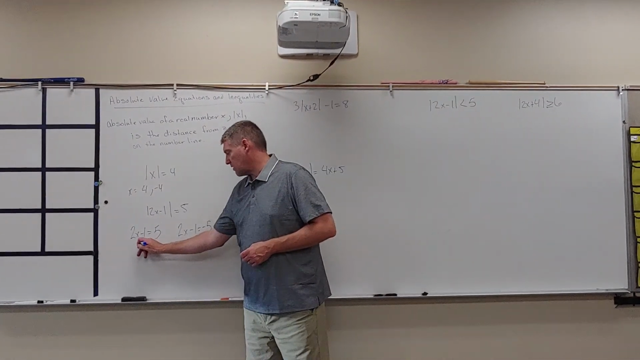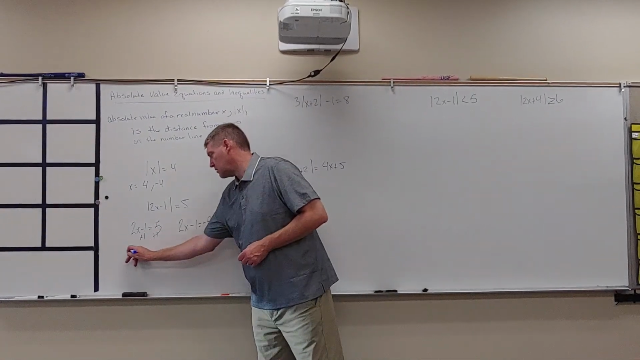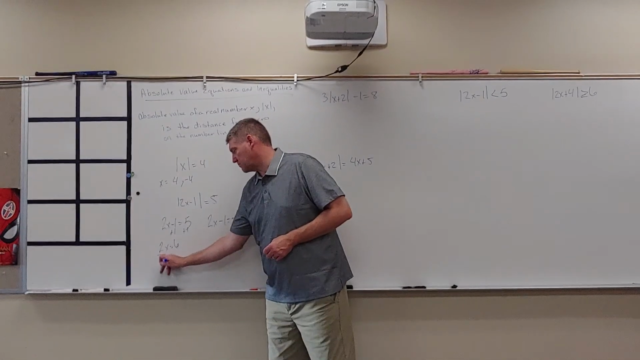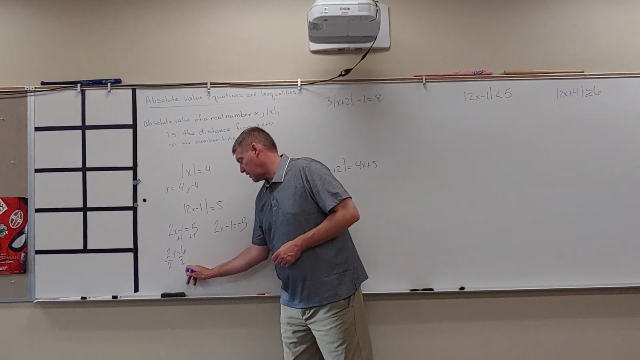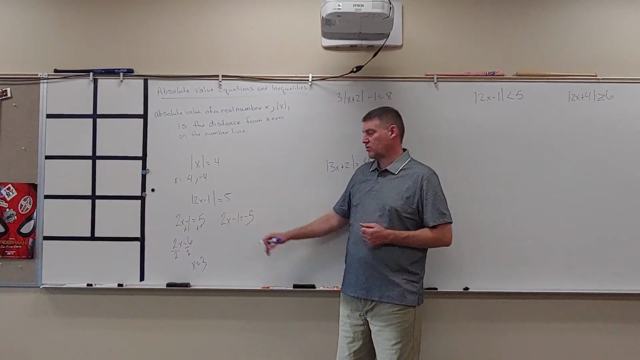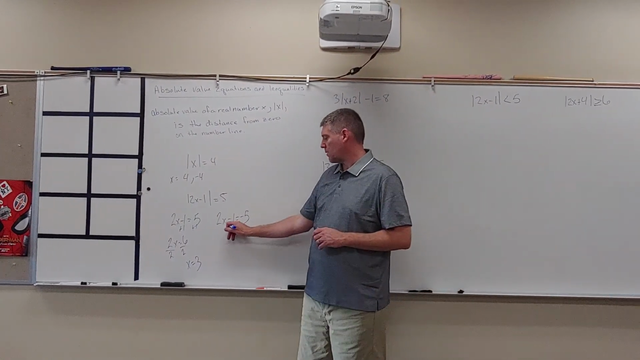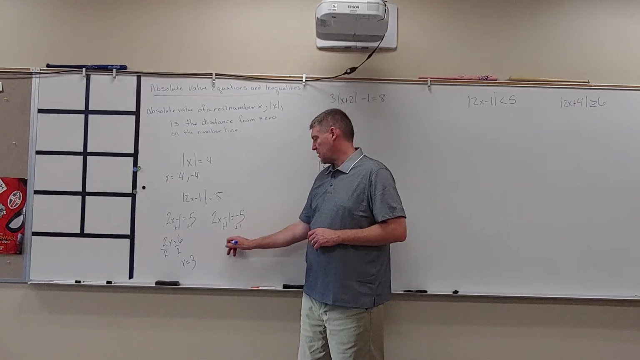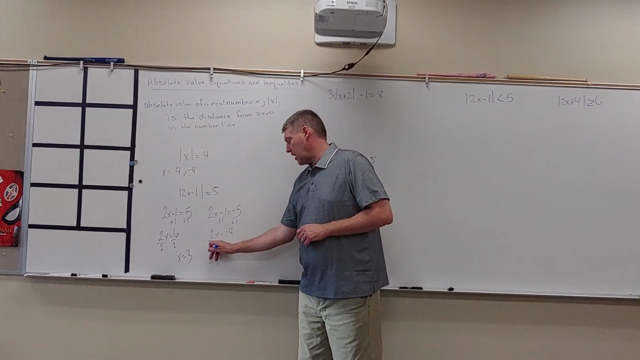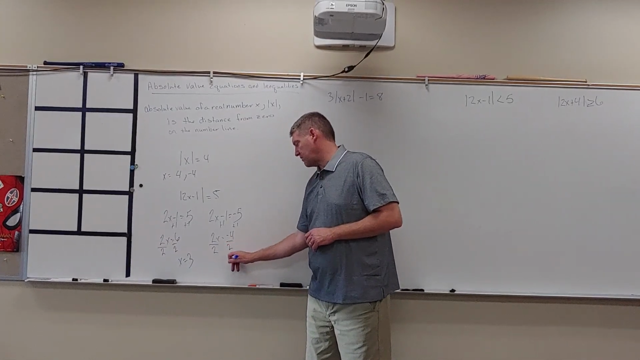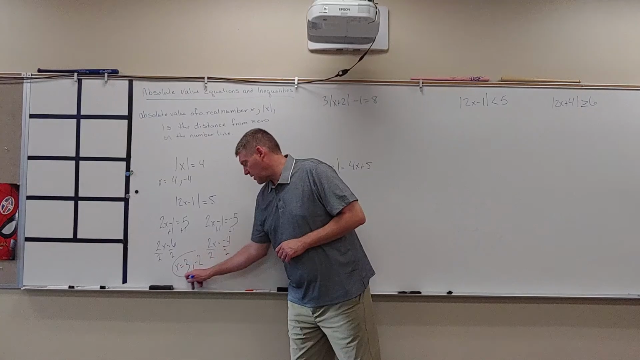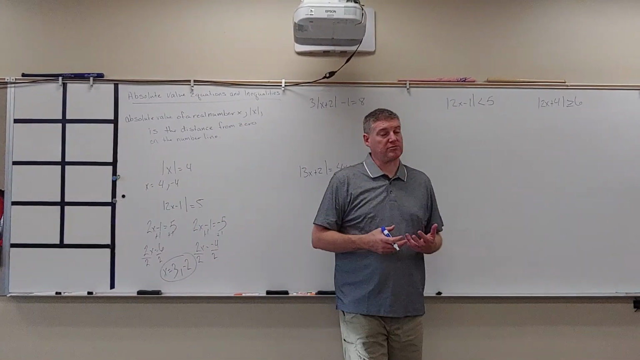Okay, so I'm going to add 1 here. 2x equals 6, and now I'm going to divide by 2. x is going to equal 3. I'm going to do the exact same approach over here. I'm going to add 1, but now I'm adding 1 to a negative number, so I get negative 4. I'm going to divide by 2, and I get negative 2. So there's my two answers for my absolute value.